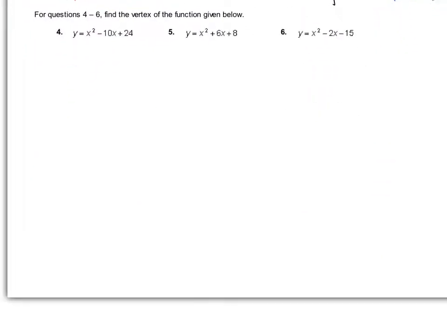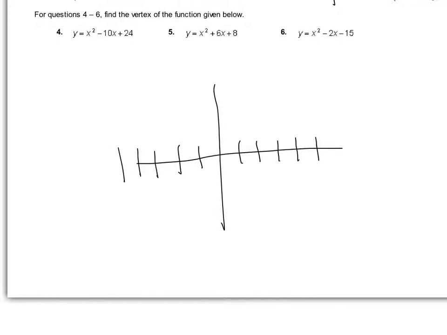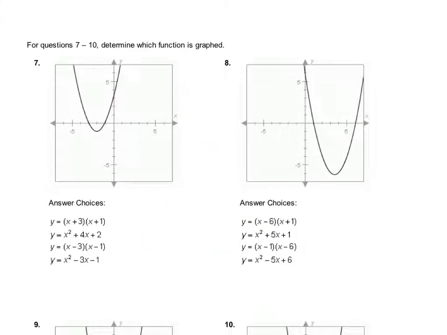For question 5, we're supposed to find the vertex of this function. So again, I would graph it using Desmos. If you graph this, you're going to find that it looks something like this, and its vertex is down here, and its vertex is going to be at negative 3, negative 1. So again, I would just use Desmos, and I would graph that, and it will tell me.